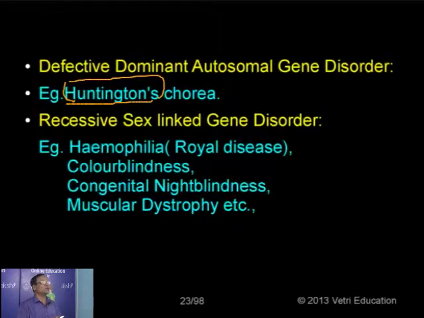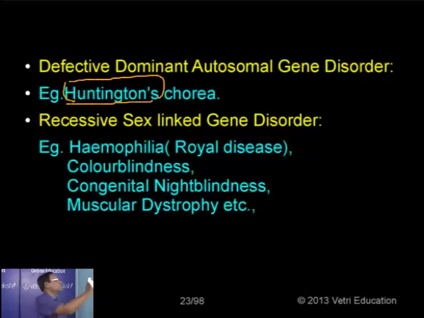The affected gene is normally located in chromosome number 4. What happens is a voluntary twitching of the muscles, rapid contraction and relaxation, progressive degeneration of the central nervous system, some psychological disorders, illusions or delusions, we can say hallucinations. These are some of the symptoms associated with this dominant autosomal gene disorder, Huntington's chorea. You'll get more information when you come up to higher classes. Up to this level is enough for you.